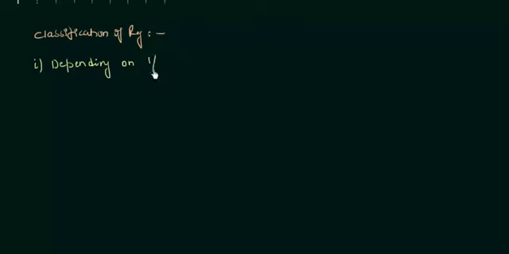So let's start with it. Classification of registers. I will classify registers depending upon 2 things. The first one is the input and output. This classification is very important. So let's see the first type of register available in this category. This is the SISO, serial input, serial output.